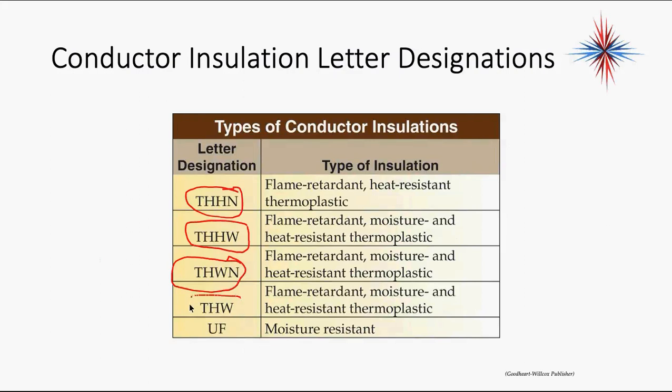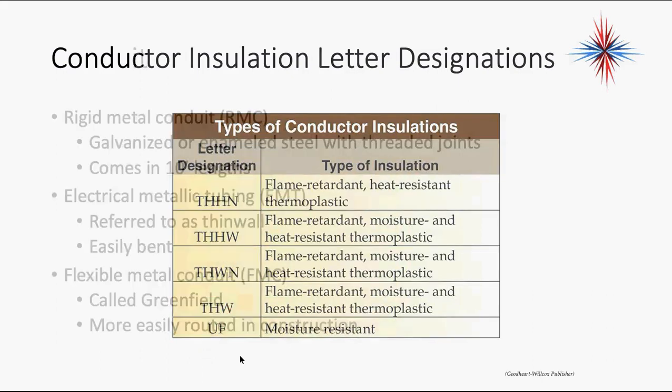THW is again flame retardant, moisture and heat resistant, and then you have UF, which is just moisture resistant. I've never seen that used, really. But again, the type of insulation makes a difference. That's going to be specified on the plans. You don't have to worry about this most often because this is part of the electrician's job, but it doesn't hurt to always check.